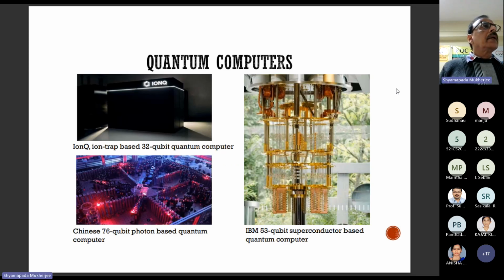Then these are some figures of quantum computers. The first one is developed by IonQ, the next one is a Chinese 76 qubit photon-based quantum computer. Why photon-based? Why a 32 qubit quantum computer? I shall tell you in a minute after this slide. And then the third, the right-hand side figure, is the IBM 53 qubit superconducting computer.